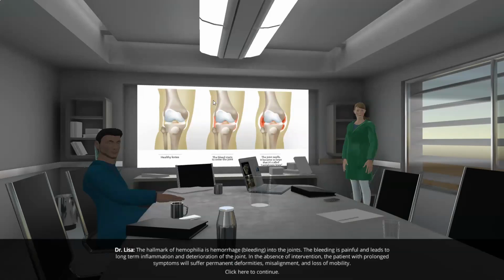The hallmark of hemophilia is hemorrhage into the joints. The bleeding is painful and leads to long-term inflammation and deterioration of the joint. In the absence of intervention, the patient with prolonged symptoms will suffer permanent deformities, misalignment, and loss of mobility.